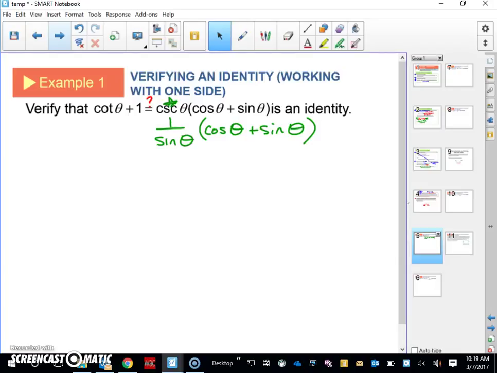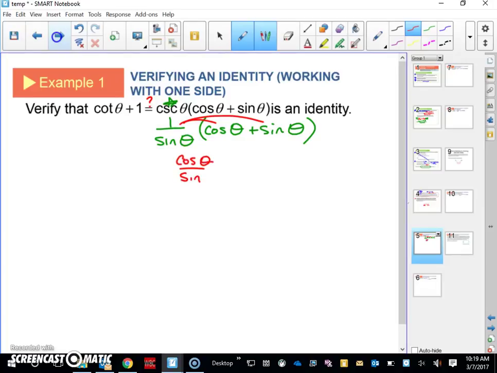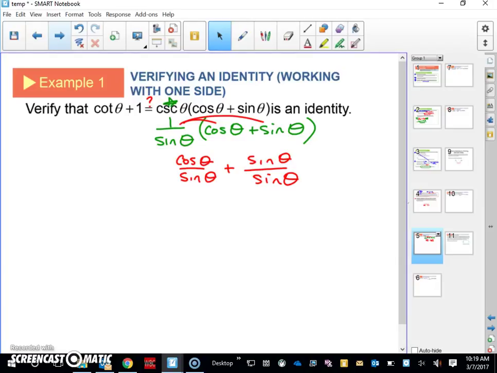Usually what happens is after you use one of the identities, you'll be able to do something algebraically, and something's going to cancel out or clean up in some way. And so you might be thinking, well, what if we distributed that? We're allowed to do that. Distributive property would give me cosine theta over sine theta plus sine theta over sine theta. And the very best of you are going to be able to look at that, and plan ahead.